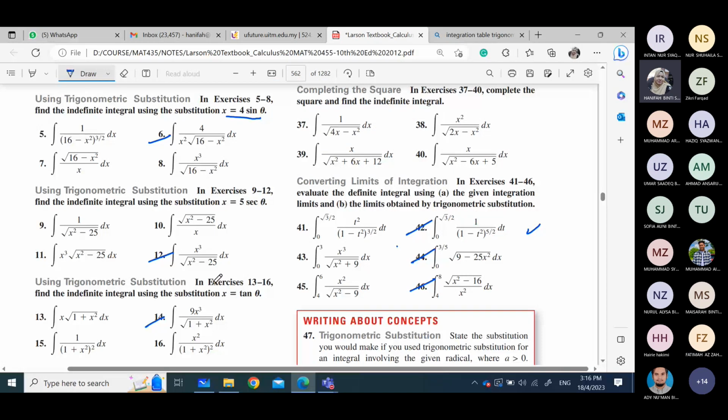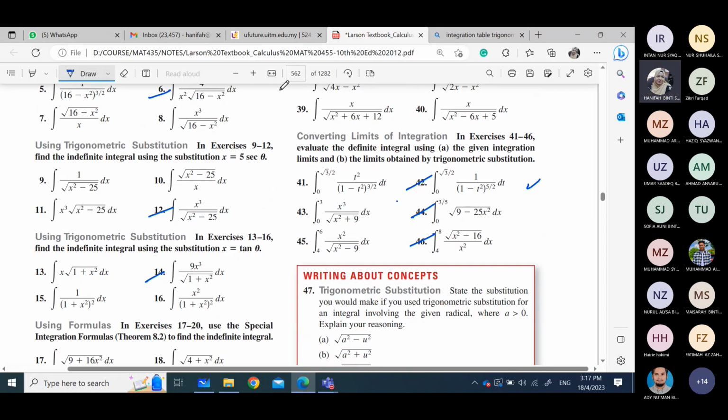Okay, so next number 12. We solve for this one, integral x to the power of 3 over square root x squared minus 25, and the substitution here is 5 secant theta. It is equivalent with x. Okay, so number 12.